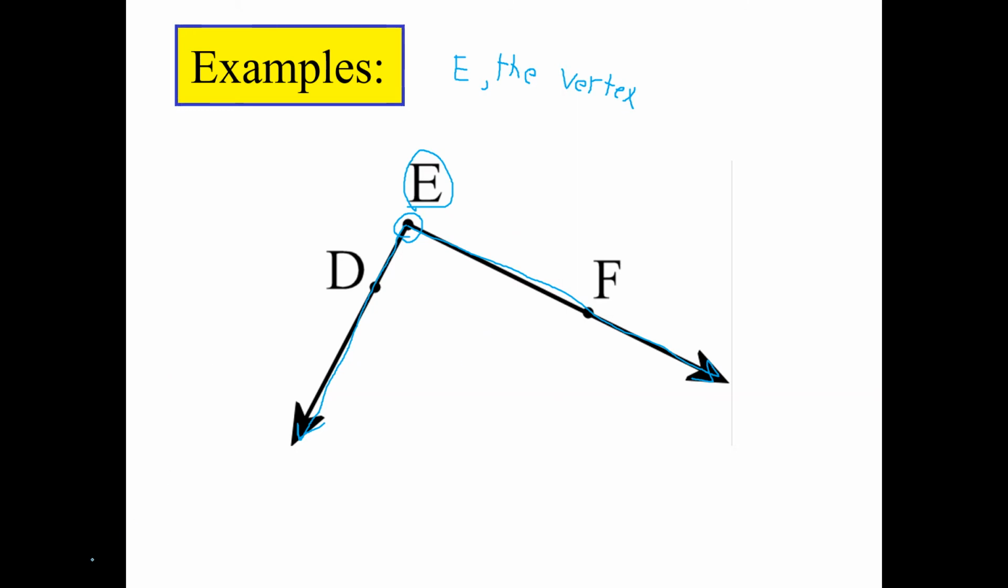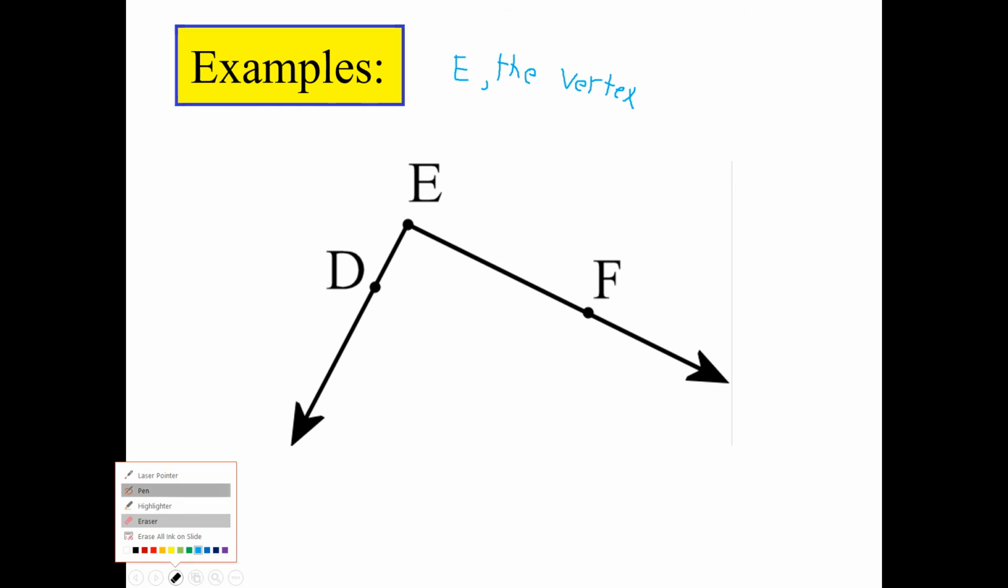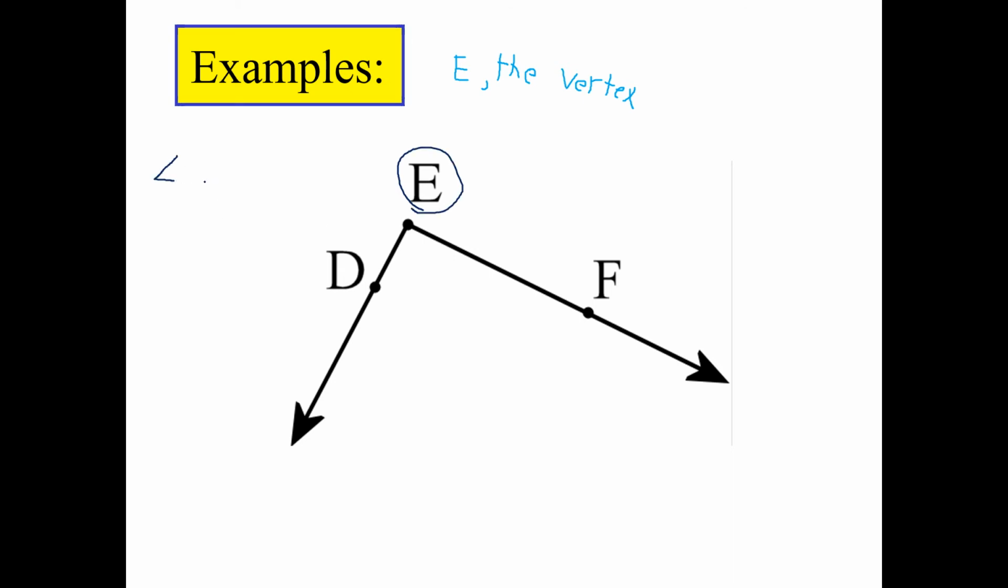Okay, so let's say that we want to name this angle. We've got a few ways we can do that. Let's take a look at two of the most basic ways. Since we only have two rays meeting, we can just use the vertex. So I could call this angle E. I can also use the word angle instead if I want to.